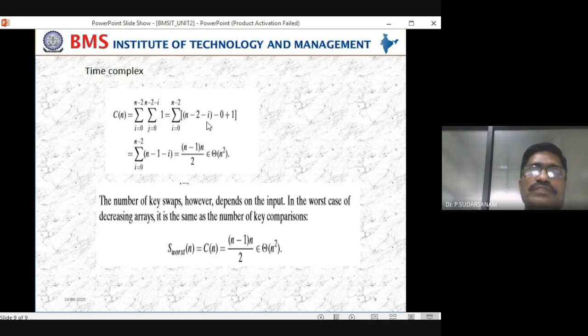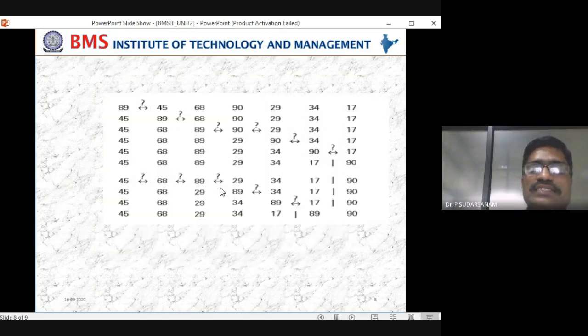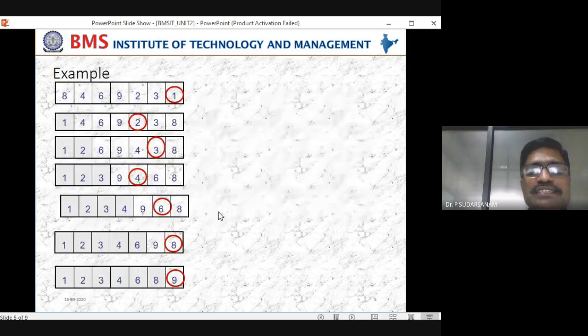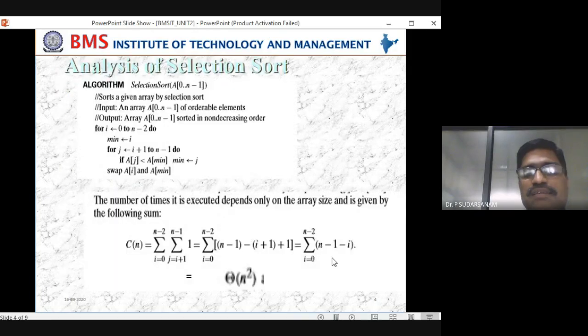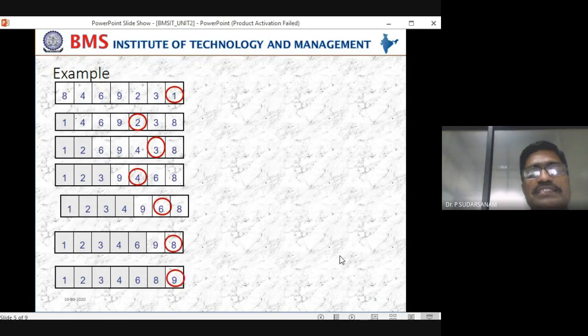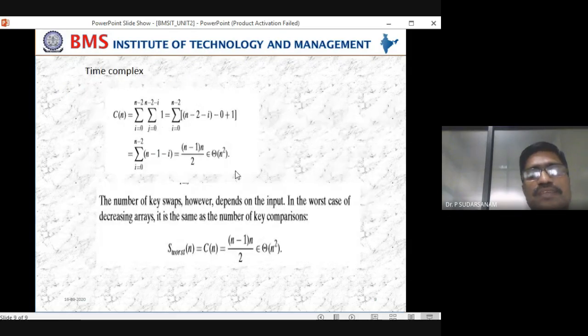Next, what will happen? So minus 2, this is called the minus 1. So n minus 1 minus i. Now almost it will become the selection sort algorithm only. See the selection sort algorithm, what you got here is n minus 1 minus i, n minus 1 minus i. So what you got here is n minus 1 minus i.